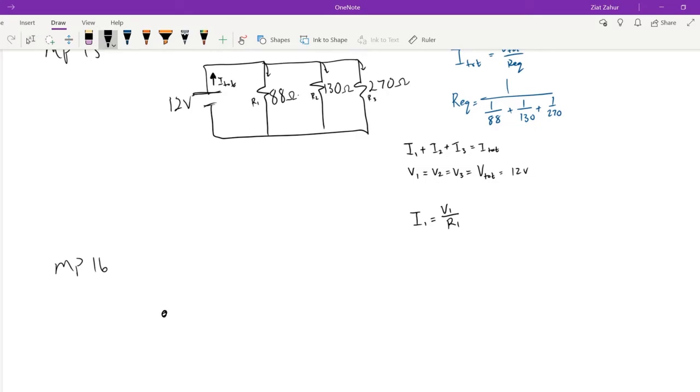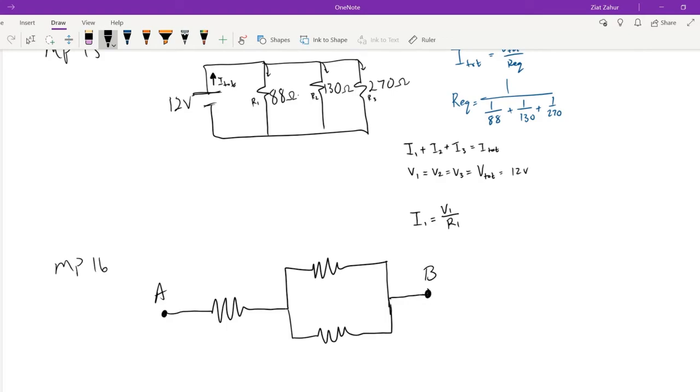Instead, they're not drawing the battery though, they're just putting the resistors together. So we have a resistor, and then they combine and go back to B. So we're trying to find the resistance between A and B.